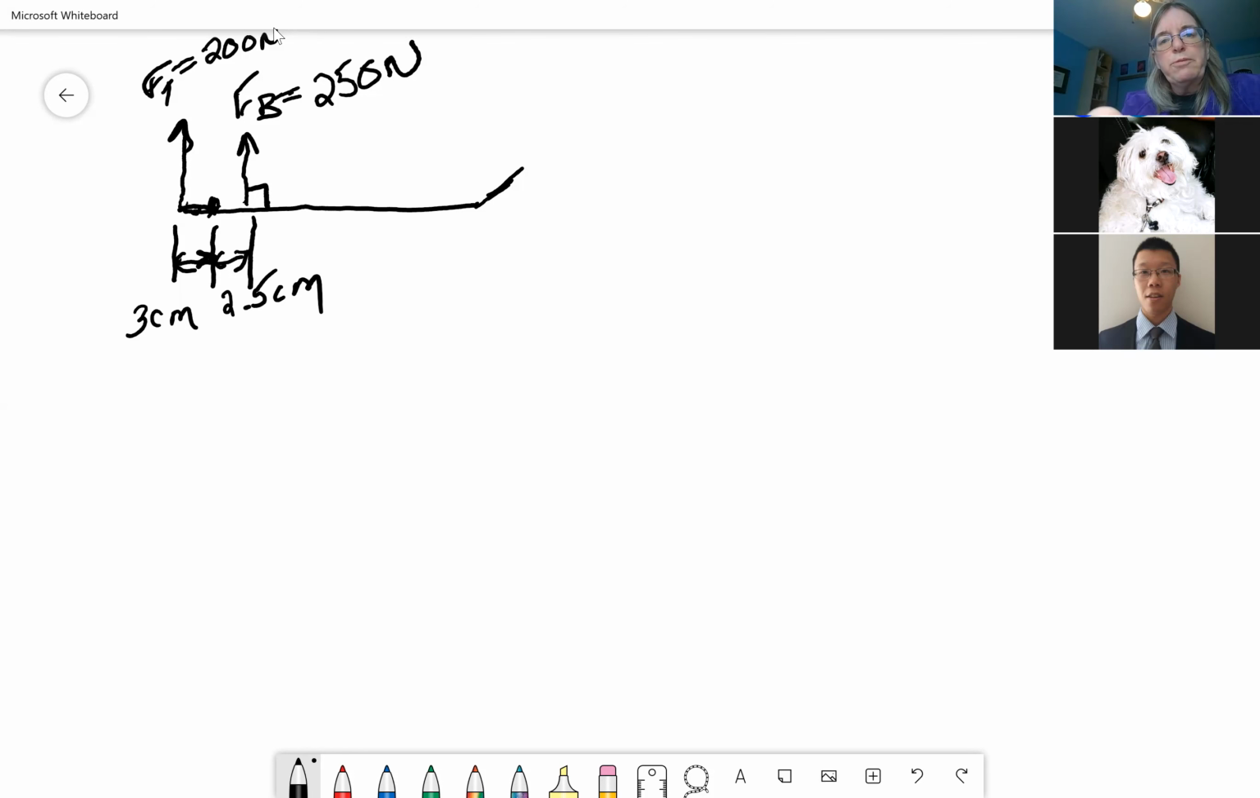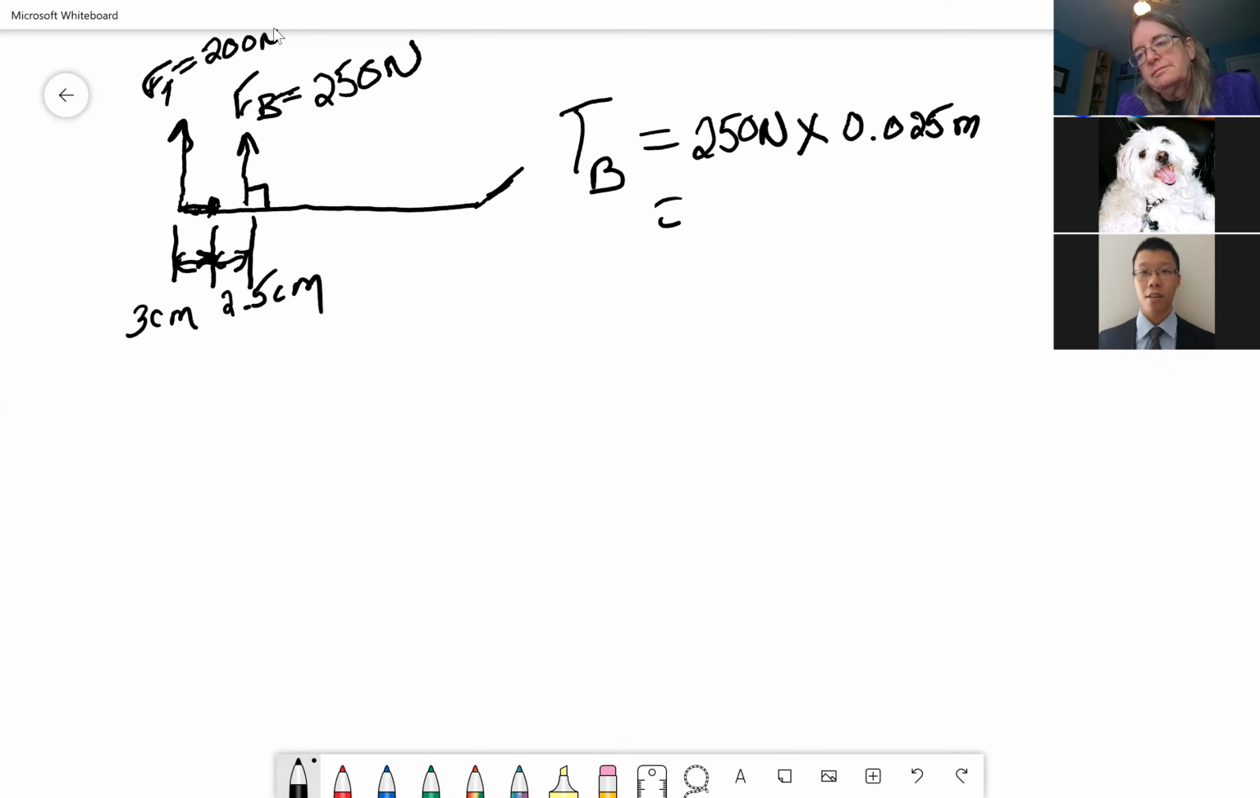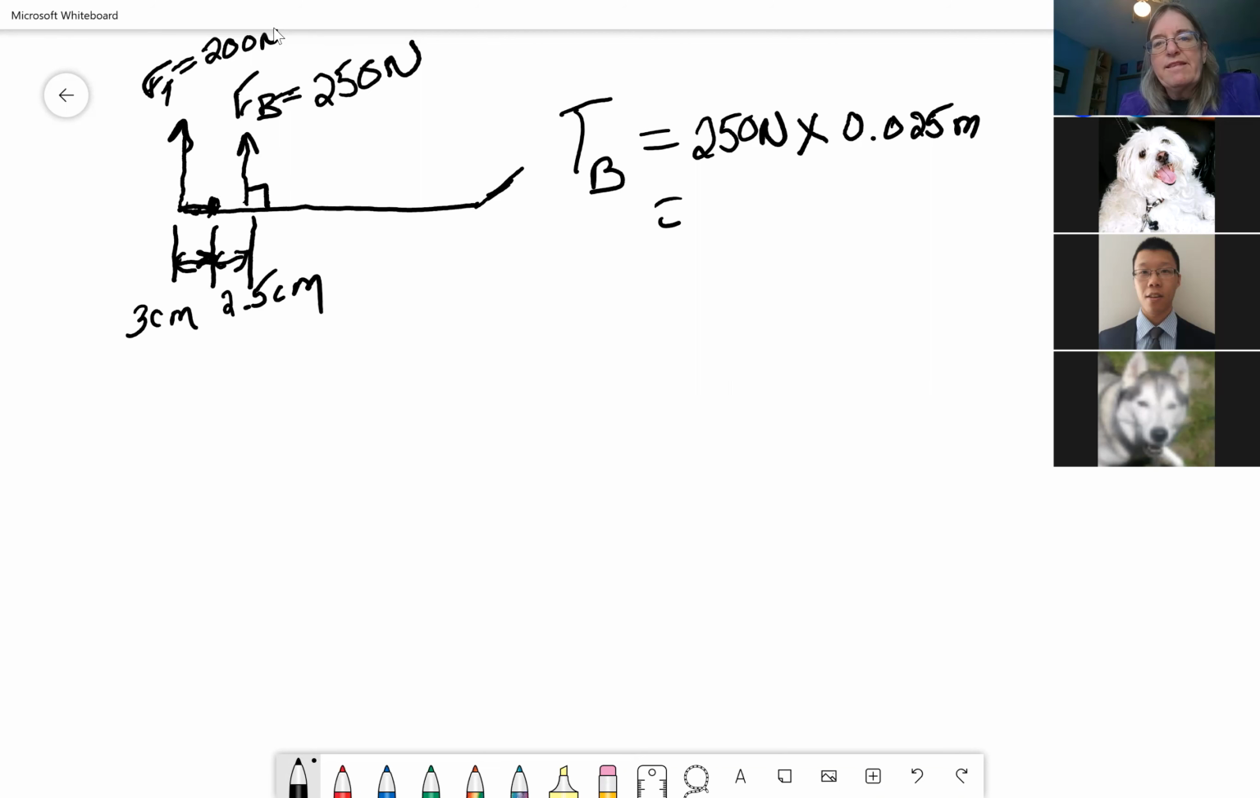So, what is the torque produced by the biceps? No, let's not do it that way. 250 newtons times 0.025 meters, which equals 6.25. 6.25 Newton meters of torque.